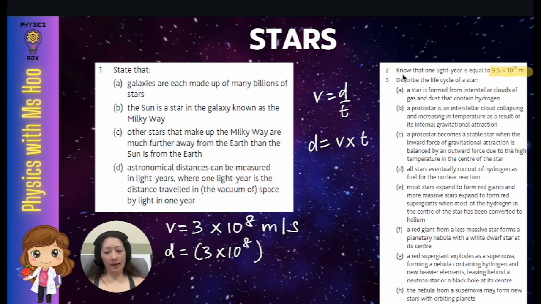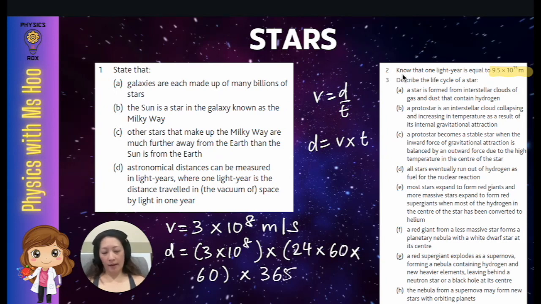So how do we get that? We know that there are 24 hours in one day. 1 hour has 60 minutes. I'm going to bring that to the next slide. 1 minute has 60 seconds. And then you need to multiply this with 365 days.